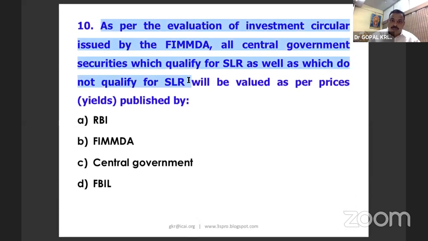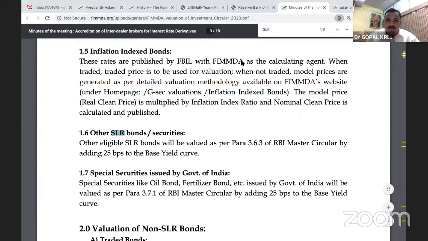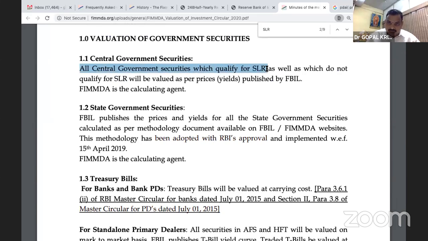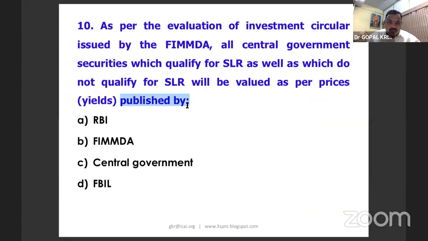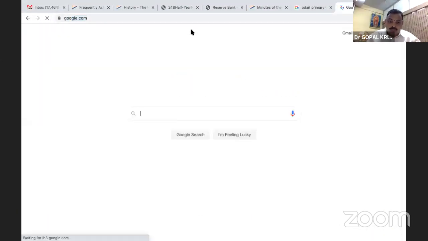Then, as per the valuation of investment circular issued by FIMDA, all central government securities which qualify for SLR as well as which do not qualify for SLR will be valued. So, central government security GSEC for SLR and non-SLR. Please look at this. All central government securities which qualify for SLR as well as which do not qualify for SLR will be valued as per prices and yields published by FBIL. Please look at this. FBIL is what? FBIL is a company. All of you please note, FBIL is a company.